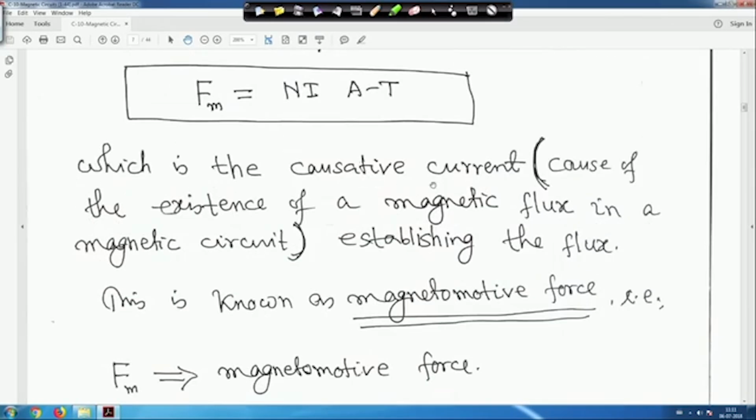Now which is the causative current? I told you this causative current means the cause of the existence of a magnetic flux in a magnetic circuit, right. That is why we call it a causative current, establishing this flux. So this is known as magnetomotive force, sometimes we call it MMF, right. So Fm is actually the magnetomotive force, or MMF.